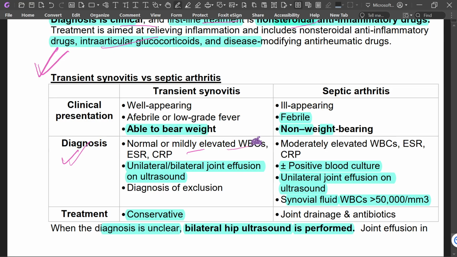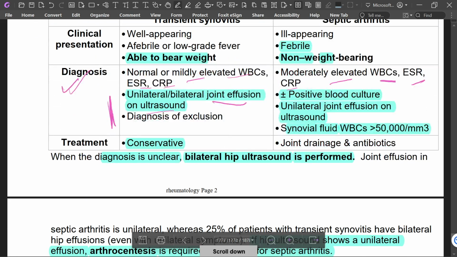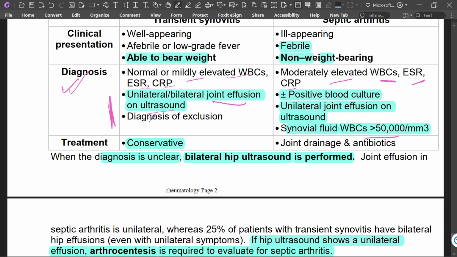Diagnosis: in transient synovitis, normal or mildly elevated WBC, ESR, and CRP. And in septic arthritis, moderately elevated WBC, ESR, and CRP. Unilateral or bilateral joint effusion on ultrasound. In septic arthritis, there may be a positive blood culture if untreated, and unilateral joint effusion on ultrasound. Synovial fluid WBC count in septic arthritis is more than 50,000.